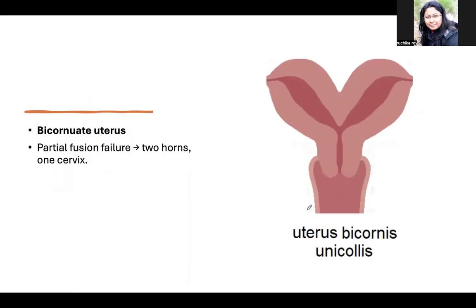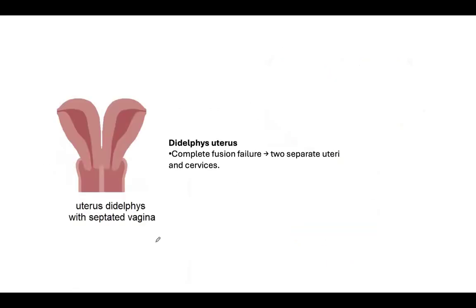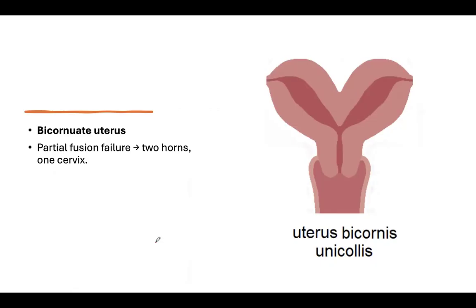Now this is the diagram of a bicornuate uterus. There you will find two horns, due to partial fusion failure, and then you will find two horns and one cervix. You should remember the diagram also. Sometimes they can ask you image-based questions. So you should remember this. What do you mean by the bicornuate uterus? What do you mean by the uterine didelphys? These are very important.